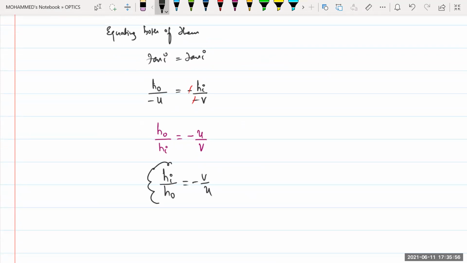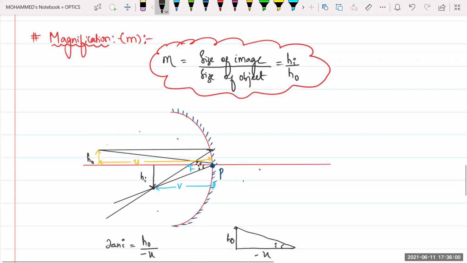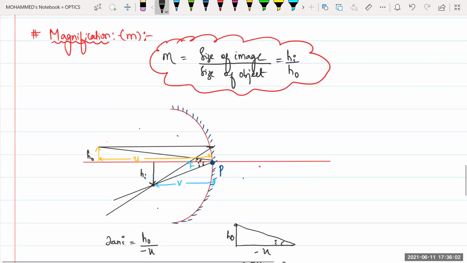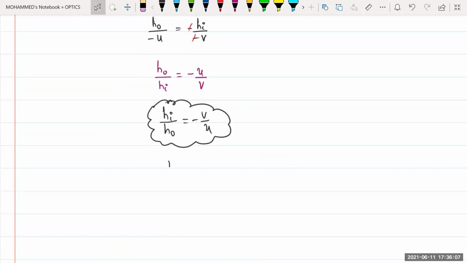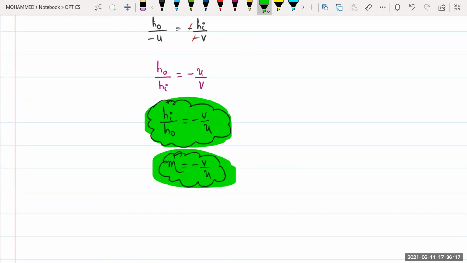Can I write like this? Now what is height of image by height of object? See the definition: height of image by height of object is known as magnification. So I can write magnification m is equal to minus v by u. This is your magnification formula. Is that clear? Yes, sir. So magnification is equal to minus v by u.